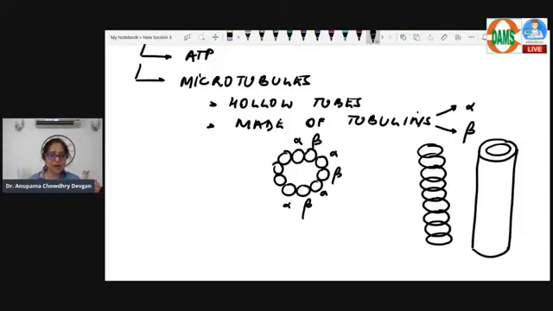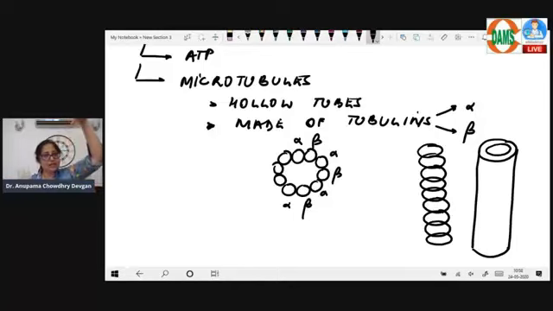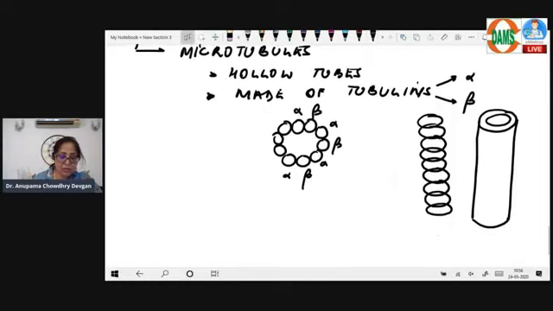So microtubules are hollow tubes. They are made of proteins called tubulins, that is alpha and beta. Alpha and beta alternate with each other and form a ring, and these rings are placed one on top of the other, and that forms a hollow tube, which is known as a microtubule.